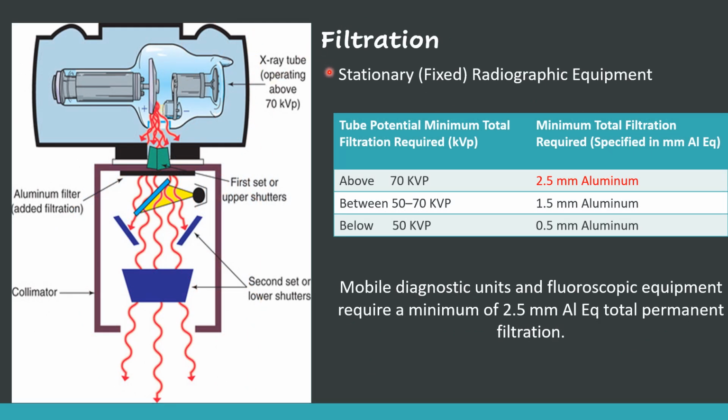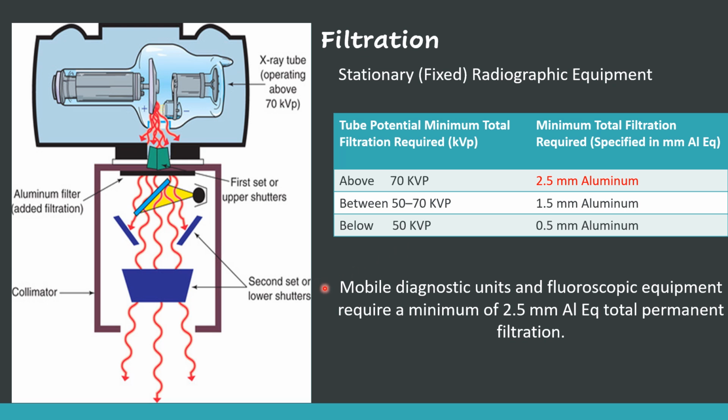Filtration, stationary, fixed, radiographic equipment. Again, above 70 kVp, total required is 2.5 millimeters of aluminum. From 50 to 70 kVp, only 1.5 millimeters of aluminum is needed. Below 50 kVp, 0.5 millimeters of aluminum. This is important for mammo, and anything above that is what we pretty much use in X-ray.